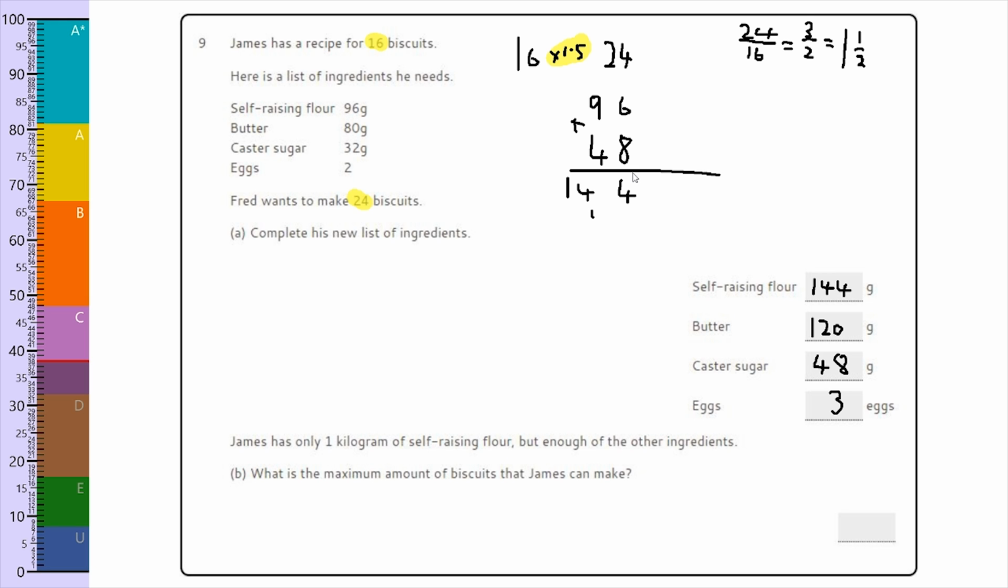And just because you're top set maths, or maybe you're not, doesn't mean that you shouldn't be writing this stuff down if you need to. Okay, I still need to occasionally.